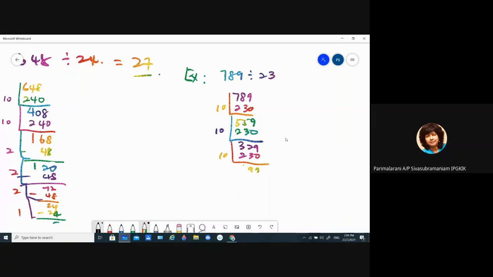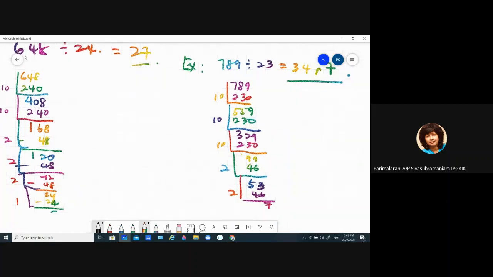Okay, so we have left here 99. Then we start minusing 2. 23 times 2 is 46. 99 minus 46, you have 53, minus another 46. We have 7. Okay, we minus another 2. So our answer is 10 plus 10 plus 10, 30, 32, 34. 34, remainder 7 is the answer. Okay, this is called the repeated subtraction method.